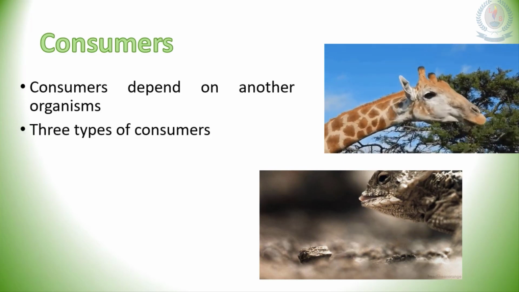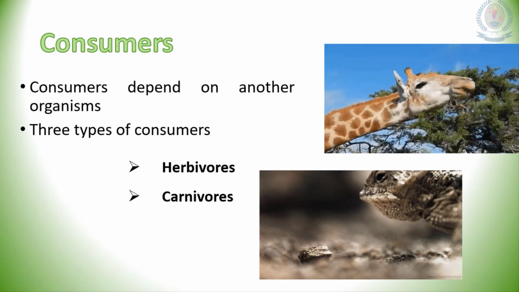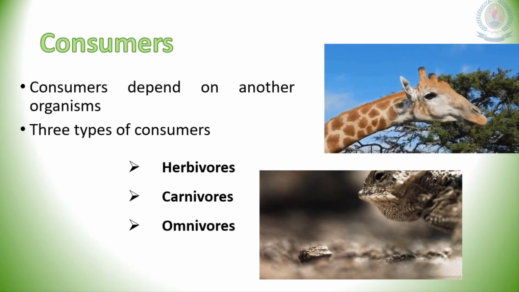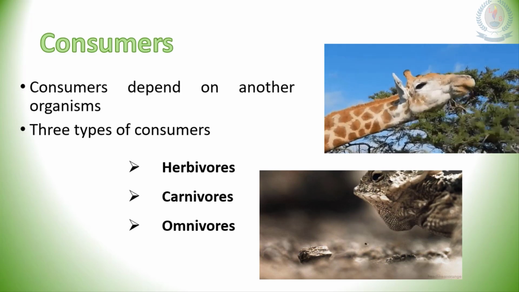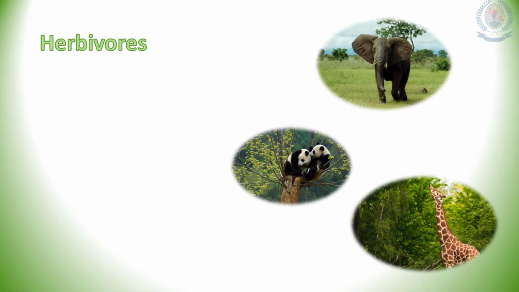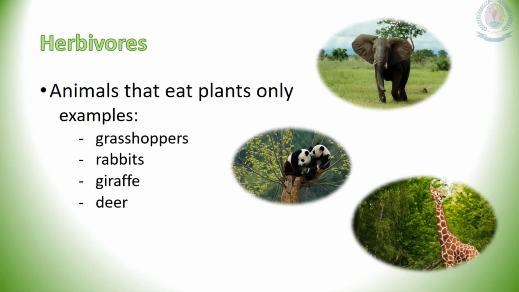There are 3 types of consumers: herbivores, carnivores and omnivores. Let's discuss in detail now. Who are herbivores? Yes, you can see some pictures, images of herbivores. Yes, they are animals that eat plants only. You can see some examples: grasshoppers, rabbit, giraffe, deer. They are examples for herbivores.